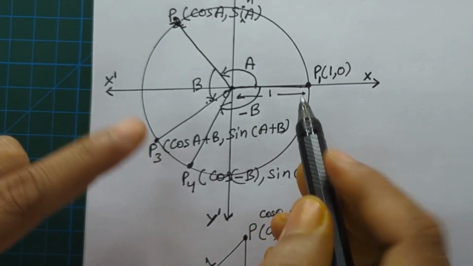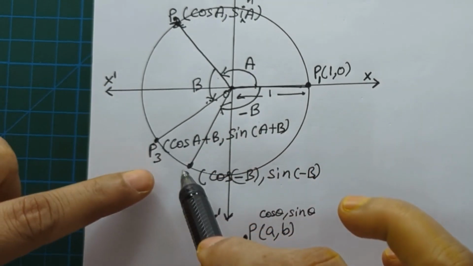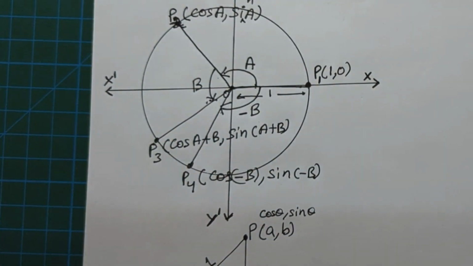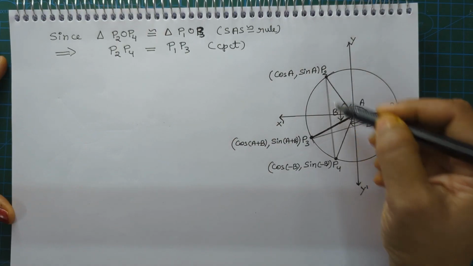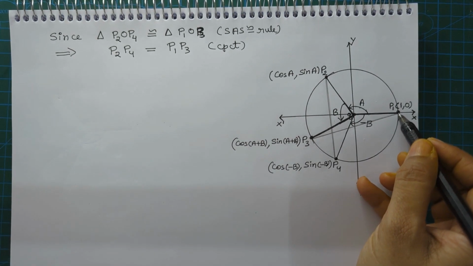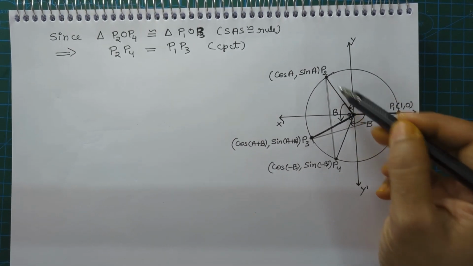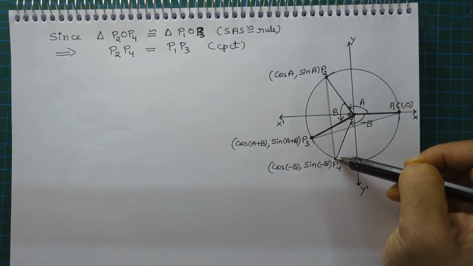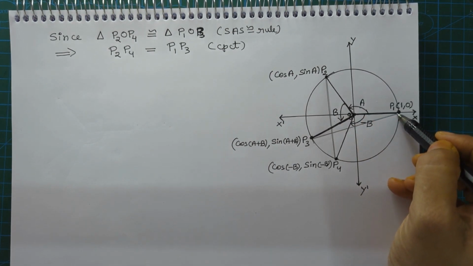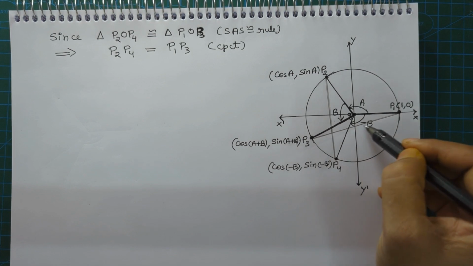So now we will use P1, P2, P3, P4, these coordinates to derive this formula. Connecting P2 to P4 and P3 to P1, we will realize that triangle P2OP4 is congruent to triangle P1OP3.